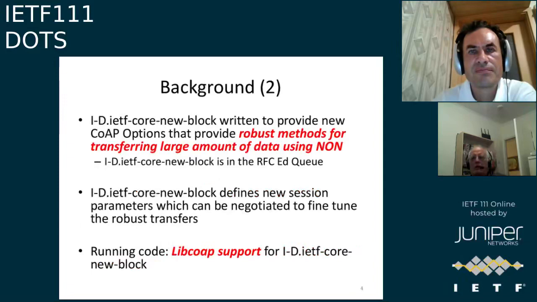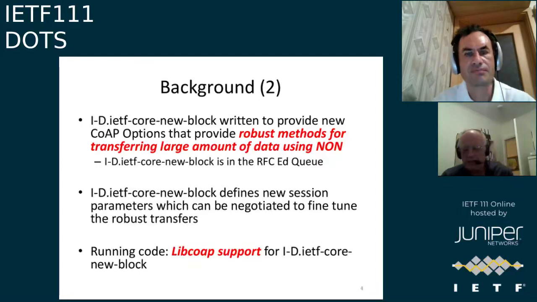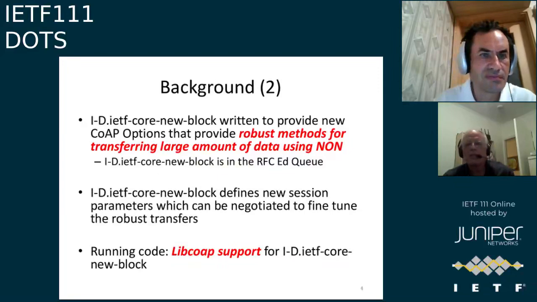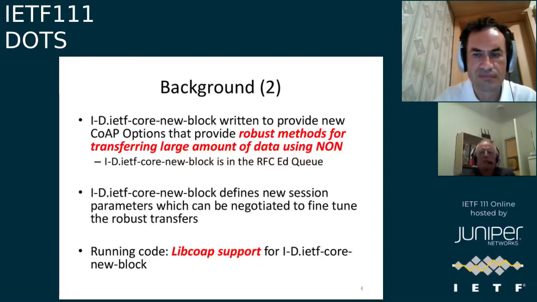Out of that, a new draft is in the process of being written and is pending, going through the queue or sitting on another RFC. But basically, it added support for transferring large blocks of data using non-confirmable. As I say, that's in the editor queue at the moment, just waiting. It defines some new session parameters which can be negotiated to fine-tune these transfers of data. And we currently have libcoap support for actually running the new block type, known now as Q-Block. So we can go to the next slide.